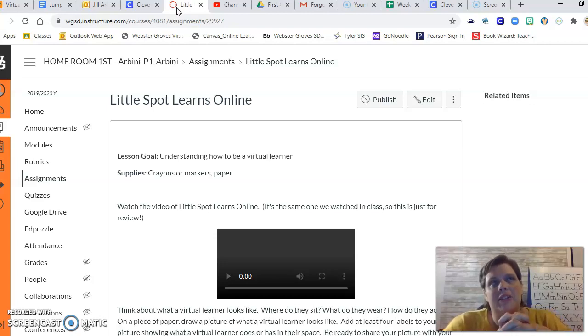And we talked about Little Spot this morning in our lessons. We shared a story with you. And so now we have an activity to go along with that story. And it's all about, what does an online learner do? What do they look like? What do they sound like?